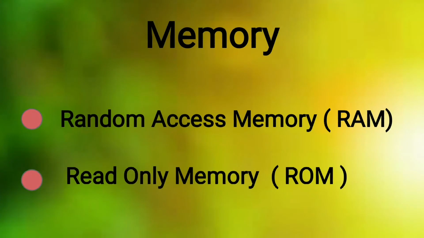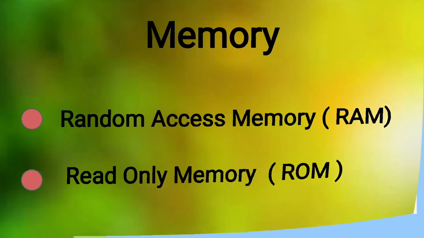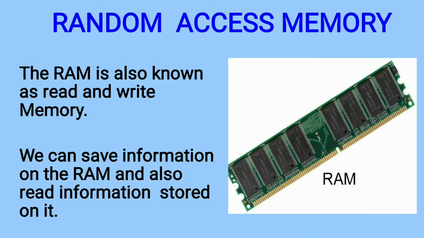Now we'll see the next one, memory. There is a memory chip on the motherboard of a computer. This memory chip comprises random access memory, which means RAM. The next one is read-only memory, which means ROM. These two memories are very essential. Now we'll see them one by one.